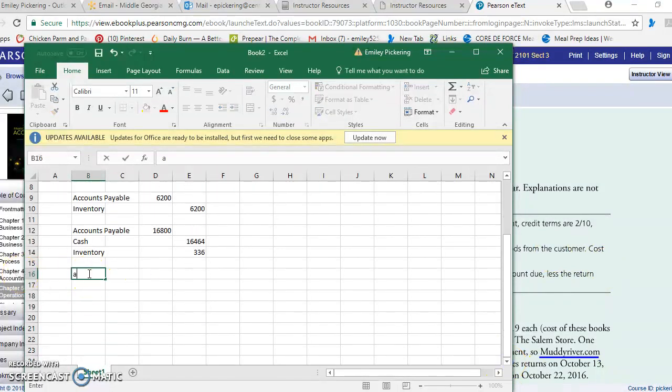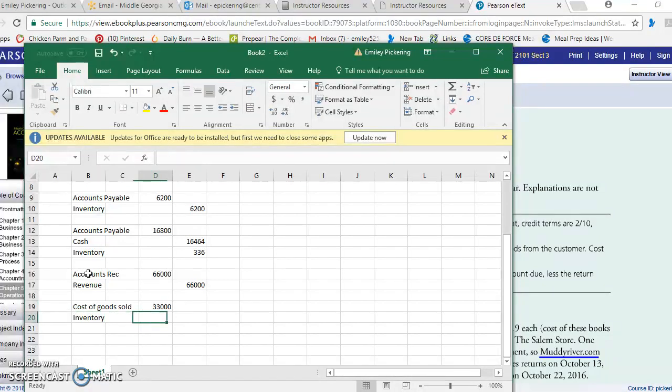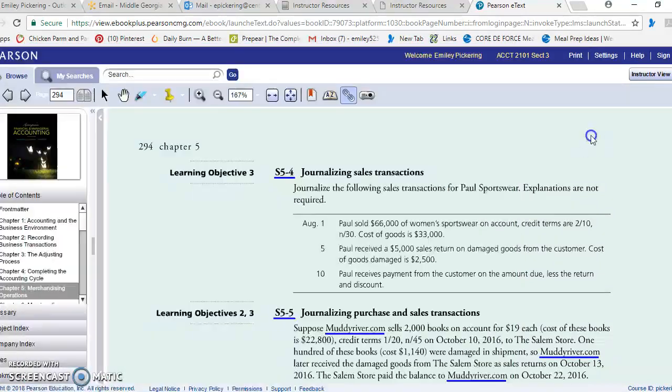So it's on account. So I have accounts receivable, and that's going to be 66,000. And then I have revenue, 66,000, okay? I also need to include my cost of goods sold here. So my cost of goods sold, they just told me, was 33,000. And I have inventory leaving the warehouse or my store of 33,000.